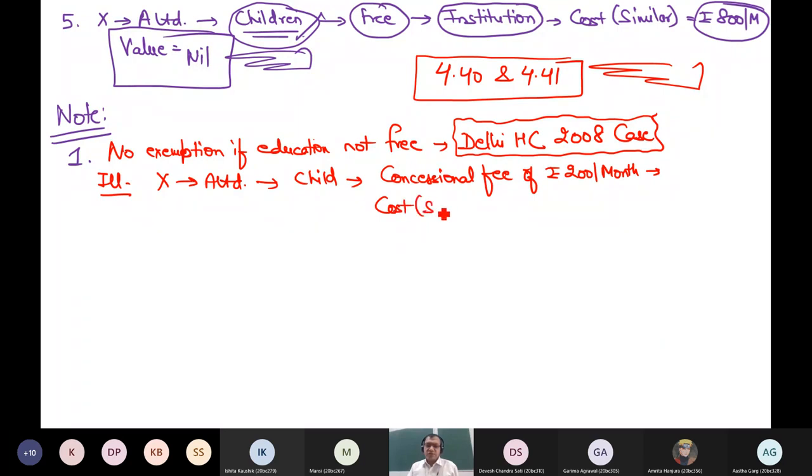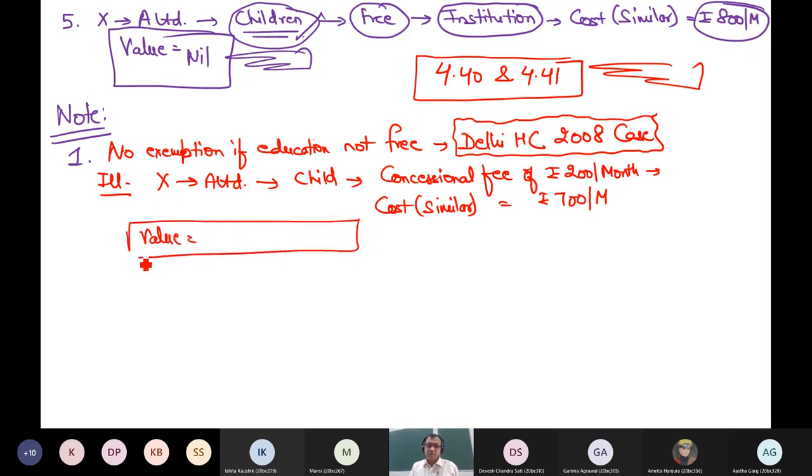Cost of similar education in a similar institution is how much? 700 per month. Can you tell me the answer in this case? Think logically and tell. 6,000. Why is there no exemption? Because the education is not free. Yes. So the answer is 6,000. You cannot claim any exemption. I hope the point is clear.